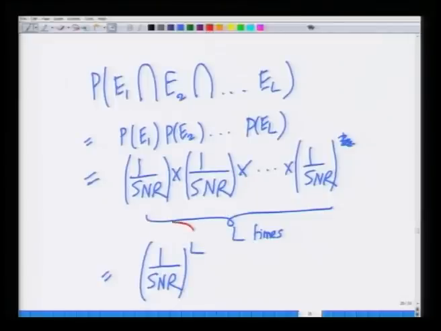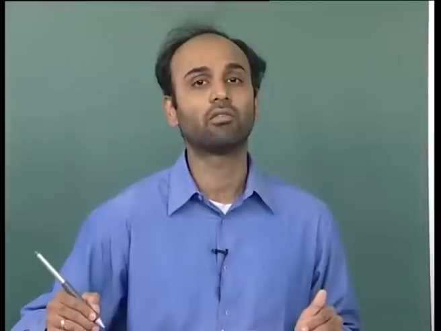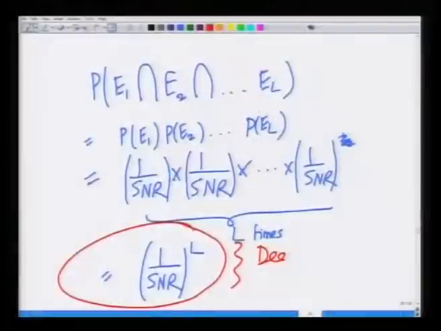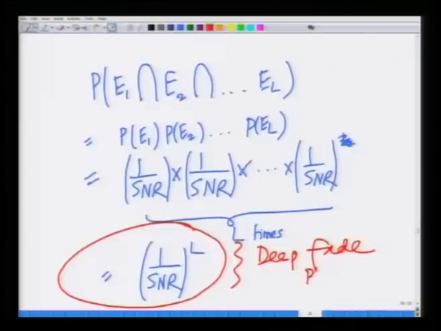We now have a beautiful interpretation of why the system bit error rate is decreasing as 1 over SNR to the power of L. Because I have L links, for the system to be in a deep fade, or to result in disruption of communication, I need all the receive antennas to be in a deep fade. Each receive antenna is in a deep fade with probability 1 over SNR. These events are independent, which means the net probability is 1 over SNR times 1 over SNR times 1 over SNR, L times. Hence, the net probability is 1 over SNR to the power L. This is essentially the deep fade probability, which is decreasing as 1 over SNR to the power of L.